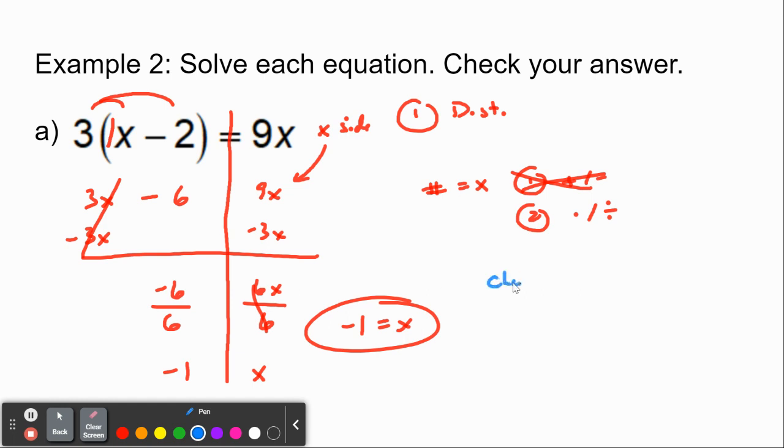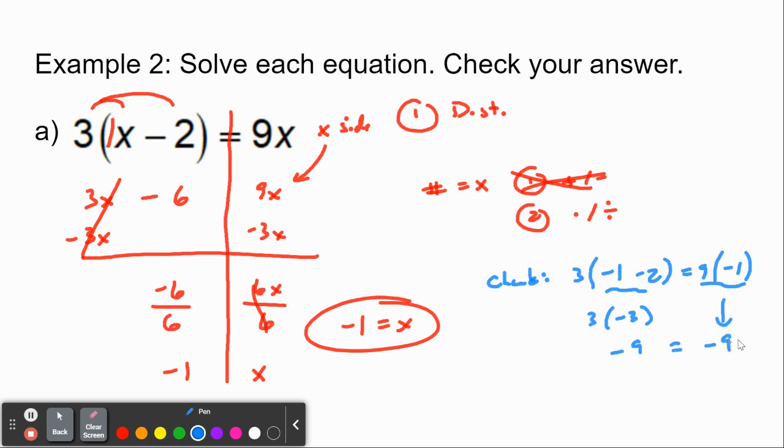Let's check it real fast. Again, we'll only check this one time. So 3 parentheses. Notice I just put the negative 1. No parentheses around the negative 1 because there's no coefficient of that x. So negative 1 minus 2 equals 9. I will put parentheses around this negative 1 because of the 9 there. Let's simplify in the parentheses. So 3 times negative 3. 3 times negative 3 is negative 9. Over here, let's bring this way down. 9 times negative 1 is negative 9. They are equal, so our answer is correct.